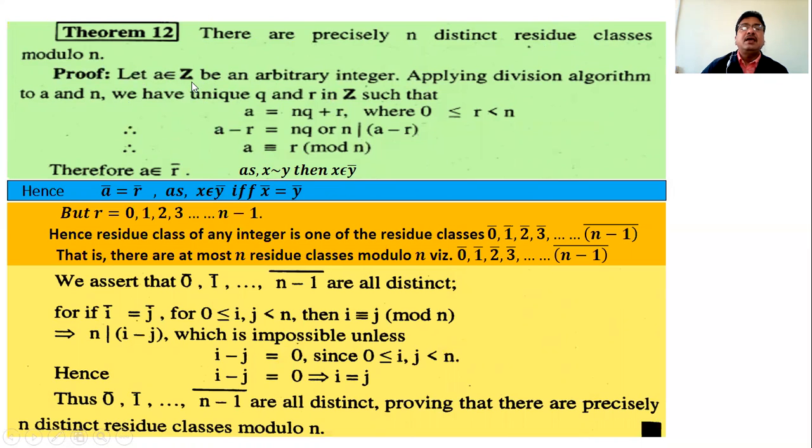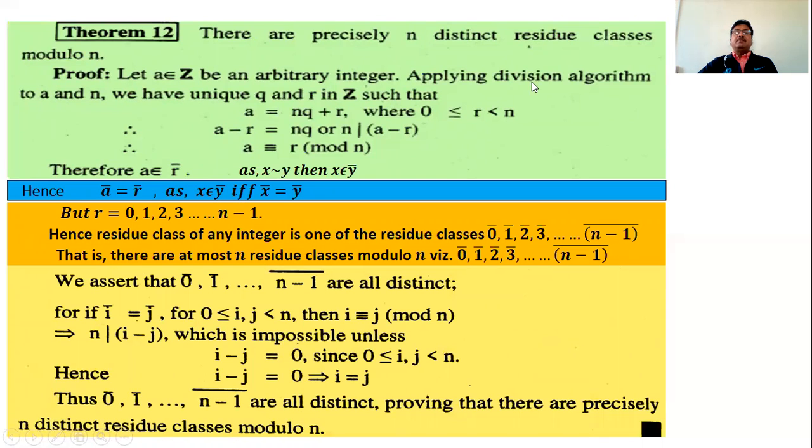So let a belong to Z be an arbitrary integer, any element. We have to find the residue class of this a, and show it is one of the residue classes 0 bar, 1 bar, 2 bar, 3 bar, up to n minus 1 bar. Applying the division algorithm to a and n, that is, dividing a by n, we have some quotient and some remainder. Suppose q is the quotient and r is the remainder. We have unique q and r belonging to Z such that a equals nq plus r. Obviously, this remainder is strictly less than the divisor and greater than or equal to 0. This is the division algorithm.